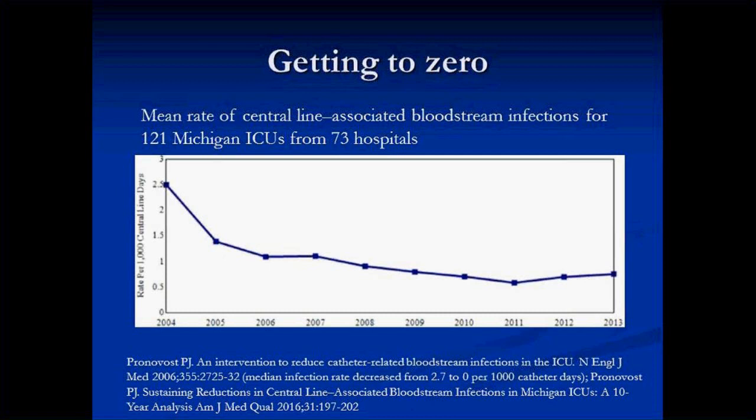And so part of the inspiration here to get to zero was that when they actually looked at the initial time period, they're looking at 121 ICUs. The median number of central line infections after this intervention was zero. So a number of facilities over a period of a year went to zero infections. And so the bean counters, the government, the administrators said, why don't we all shoot for that goal of getting to zero?